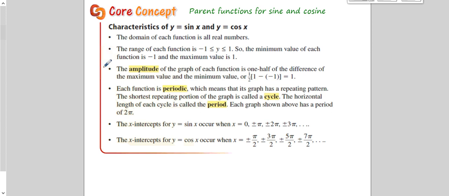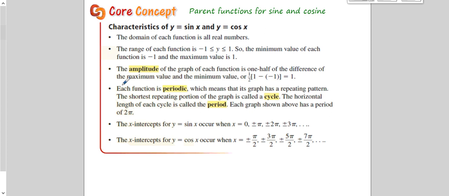The amplitude of the graph of each function is half of the difference of the maximum value and the minimum value. So the amplitude on both of these was 1. It went from 1 to -1, so what they're saying is that's a distance of 2 that it traveled, and the amplitude is half of that. So the amplitude is just 1 for these basic parent functions.